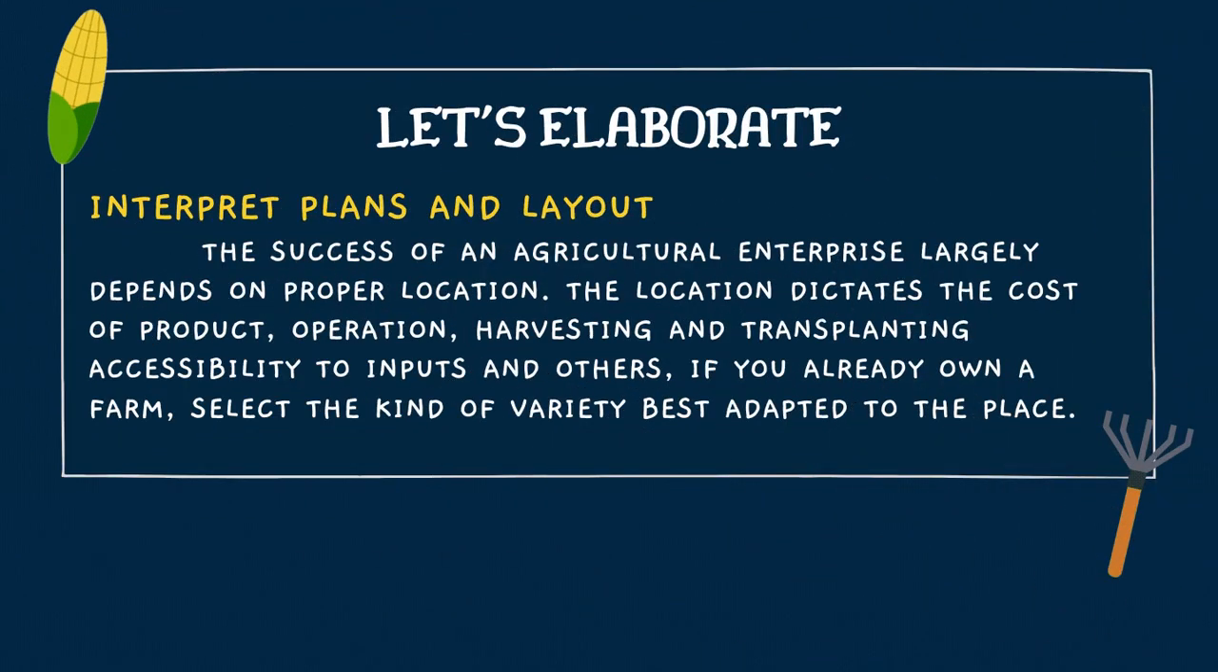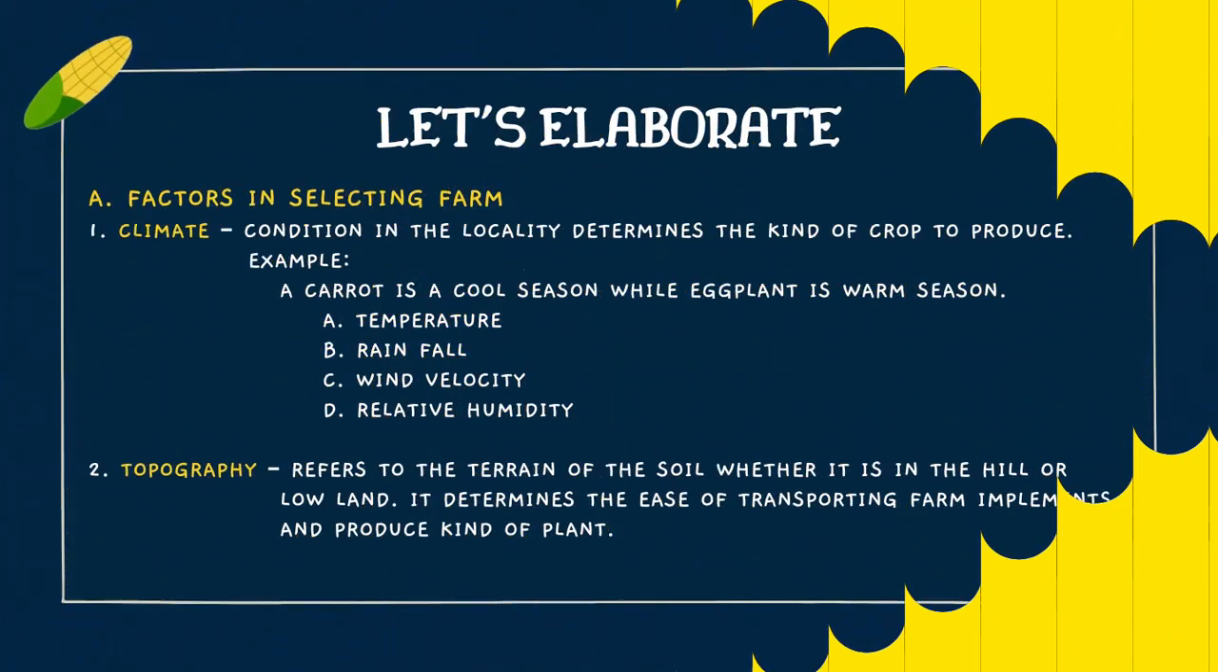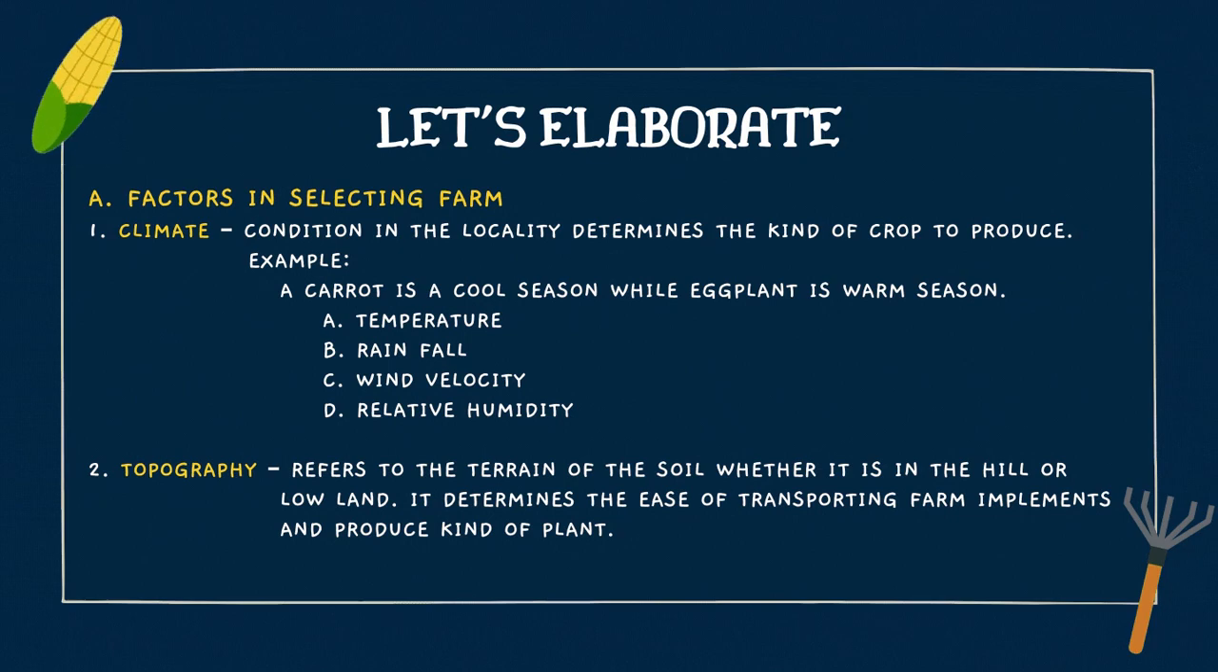Interpret plans and layout. The success of an agricultural enterprise largely depends on proper location. The location dictates the cost of product, operation, harvesting, and transplanting, accessibility to inputs, and others. If you already own a farm, select the kind of variety best adapted to the place. Letter A. Factors in selecting farm.